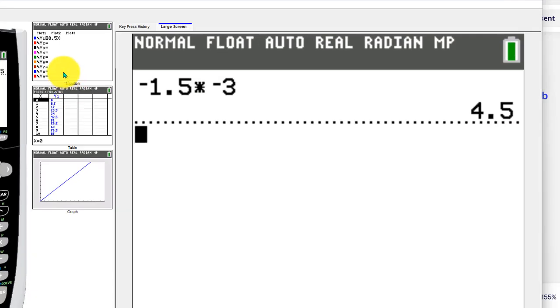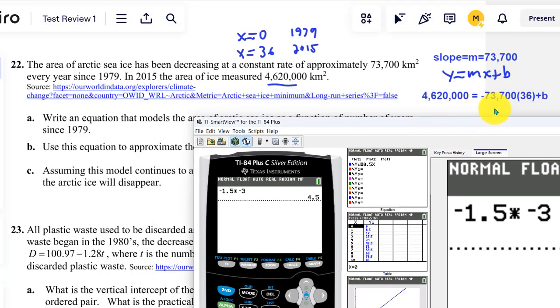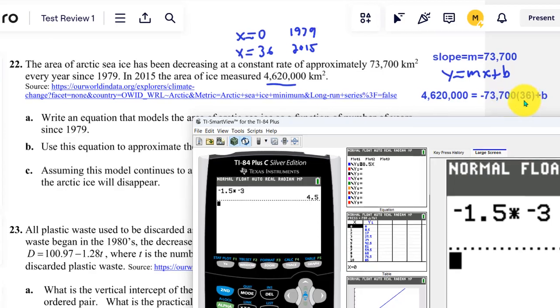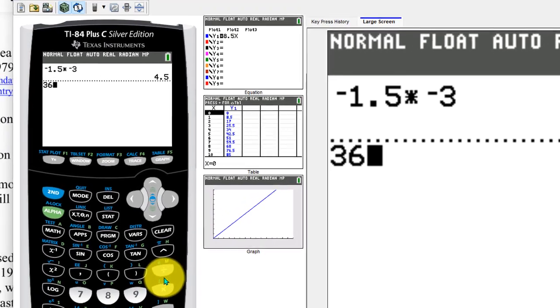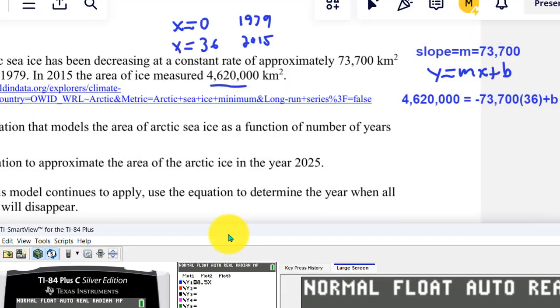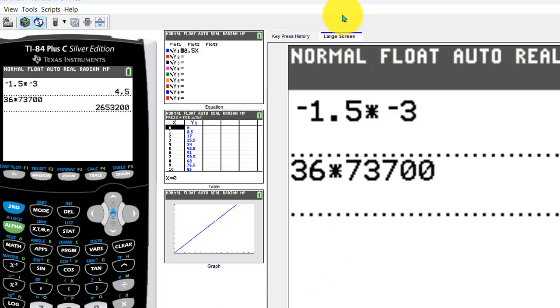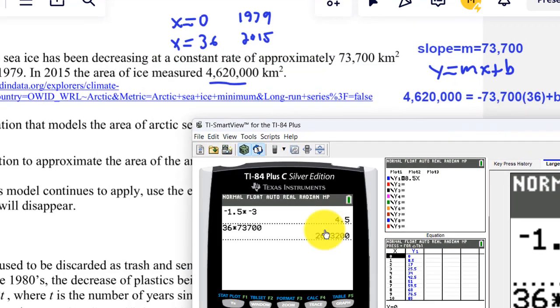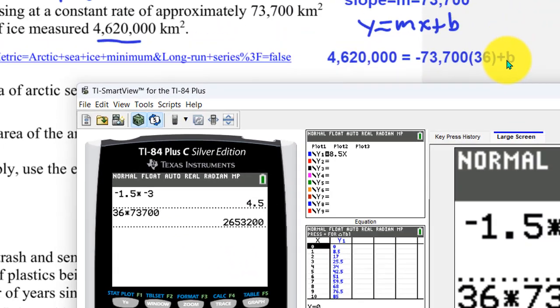Let's pull out a calculator, and we'll do the calculation. So I'm going to first multiply 36 times 73,700, right? And you see we get a pretty big number, right? 36 times 73,700. And now it's negative, so to get b by itself, we have to add that to both sides of the equation.